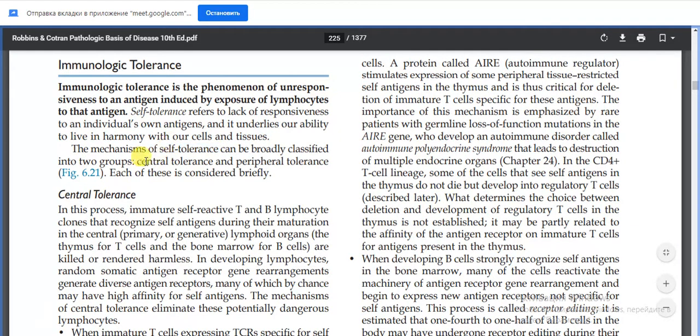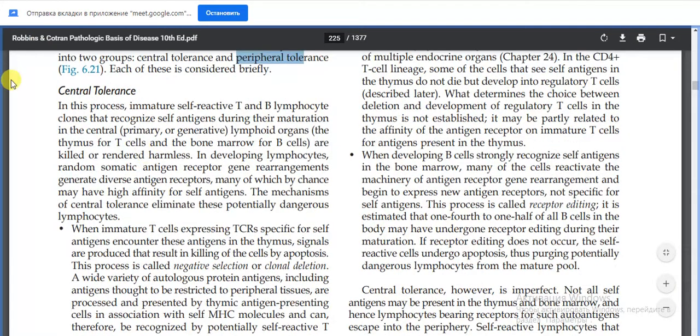Self-tolerance is subdivided into central tolerance and peripheral tolerance, and let's discuss it. So, what is central tolerance? Immature self-reactive T and B lymphocyte clones that recognize self-antigens during their maturation in the central lymphoid organs are killed or rendered harmless.